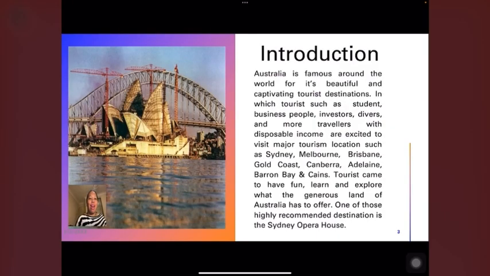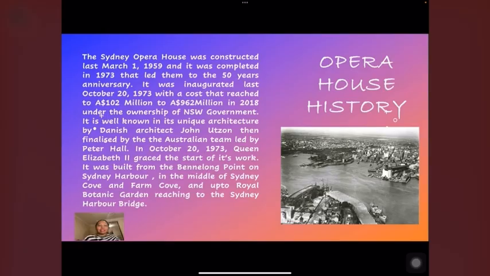Australia is famous around the world for its beautiful and captivating tourist destinations, in which tourists such as students, business people, investors, divers, and more travelers with disposable income are excited to visit major tourism locations such as Sydney, Melbourne, Brisbane, Gold Coast, Canberra, Adelaide, Byron Bay, and Cairns. Tourists come to have fun, learn, and explore what the generous land of Australia has to offer. One of those highlighted recommended destinations is the Sydney Opera House.